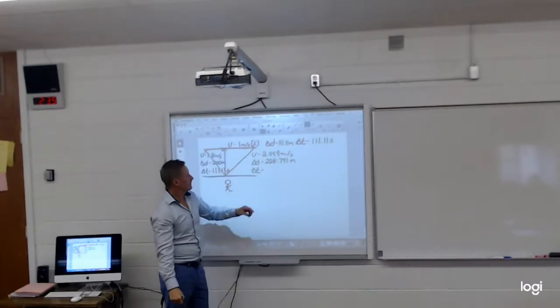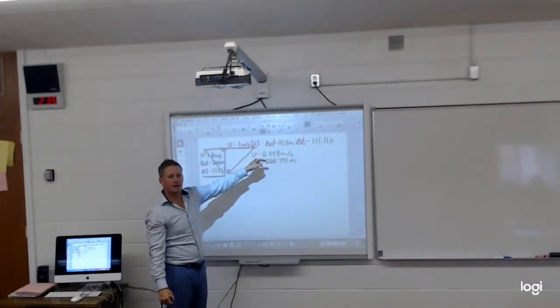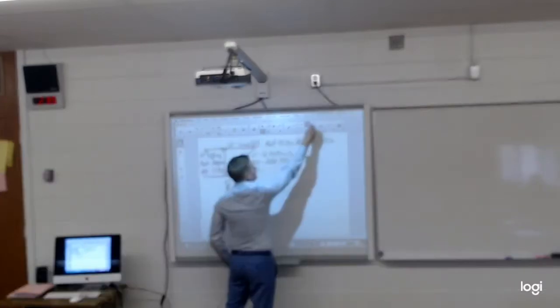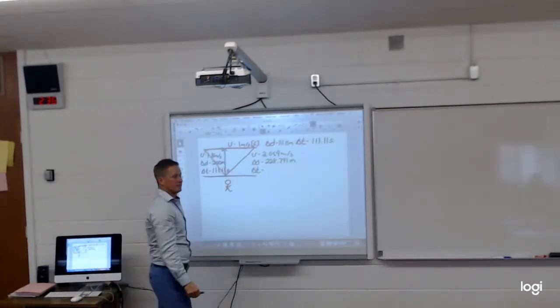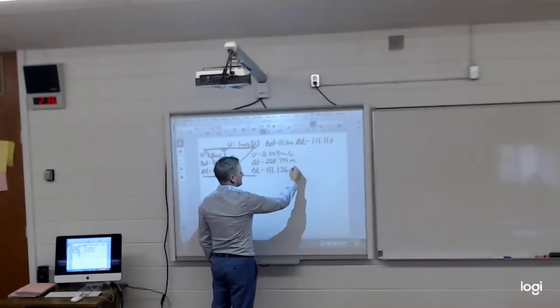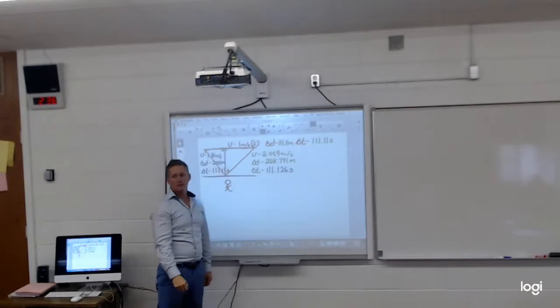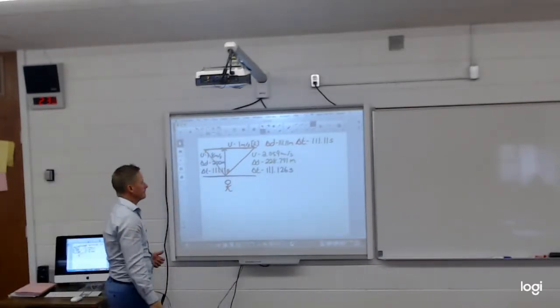With that distance and that speed, how long does it take to get across? 111.126 seconds. Same thing that we got to begin with. And is the distance over velocity?